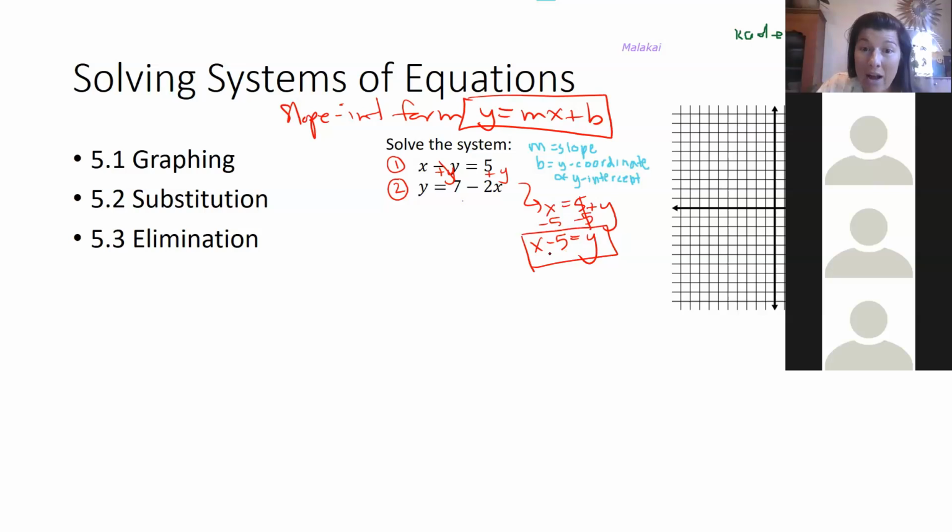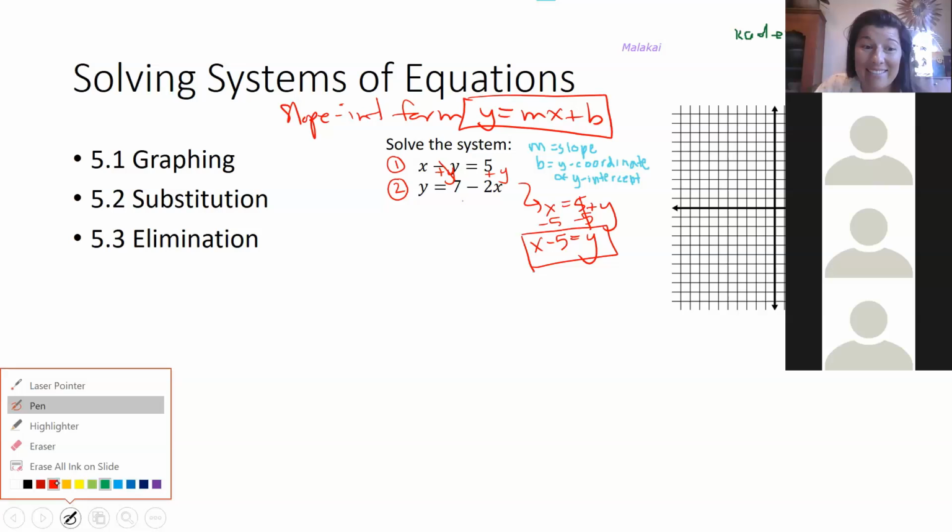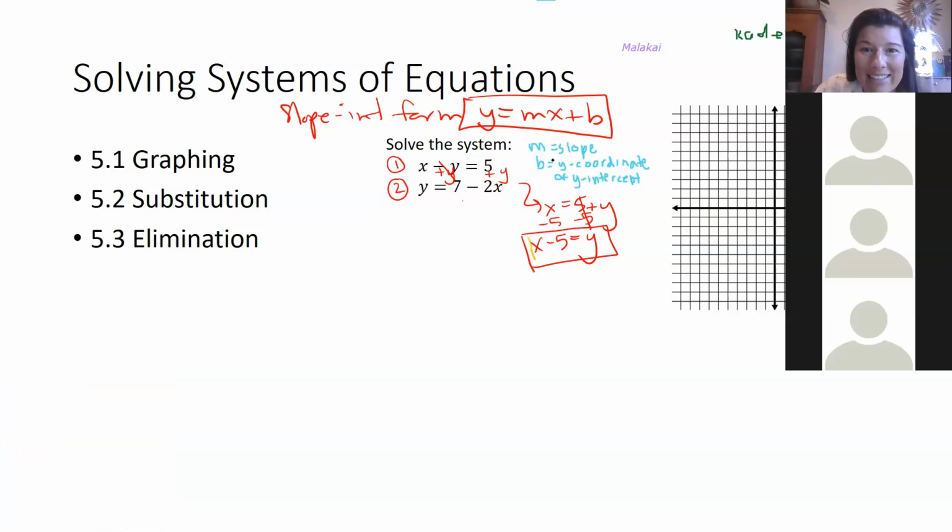Okay, so now we're able to see our slope for that line. What is our slope? What is the number in front of our x here? It's a 1. So this is our slope, and -5 is our y-intercept. So we are able to graph our line because we know a point, the y-intercept, and then we have our slope, so we can keep finding some more points.